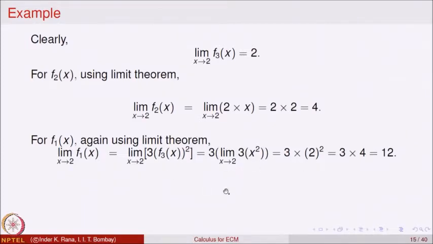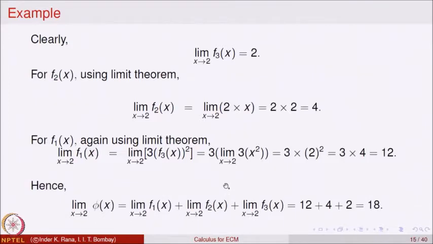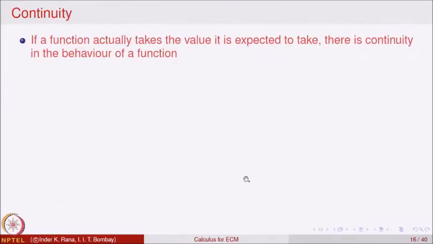So, basically that is how the algebra of limits is applied. The limit of phi of x as x goes to 2 is the limit of f1 plus the limit of f2 plus the limit of f3, and that is equal to 18. So, that is how we will apply the algebra.